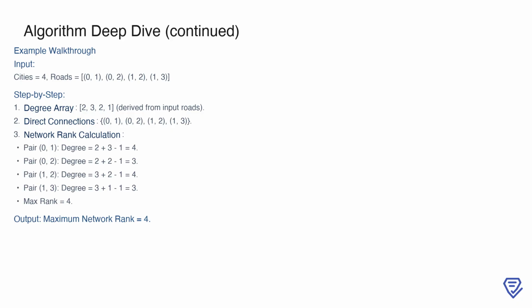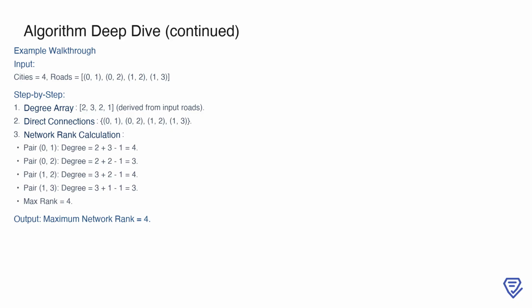Suppose there are 4 cities and the roads are defined as [0,1], [0,2], [1,2], [1,3]. First, we build the degree array, which results in [2, 3, 2, 1], representing the number of roads connected to each city. Next, we track the direct connections in a set: (0,1), (0,2), (1,2), (1,3).